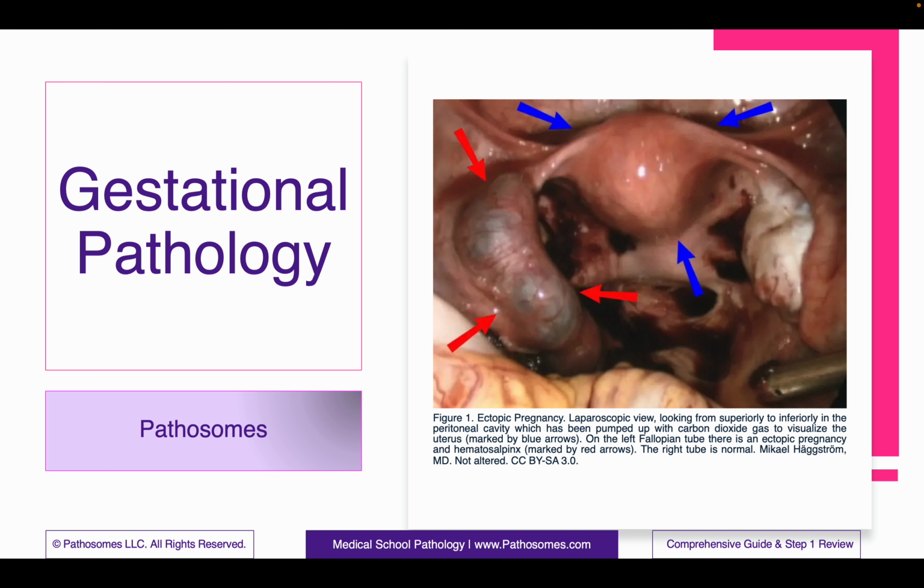Now, what's happening in this image right here? What organ is this even? Oh, okay, it's starting to make sense. Okay, uterus, okay, ligaments. What are those red arrows pointing to? Is that an ectopic pregnancy, a medical emergency? We're going to be discussing this and much more in this presentation on gestational pathology.